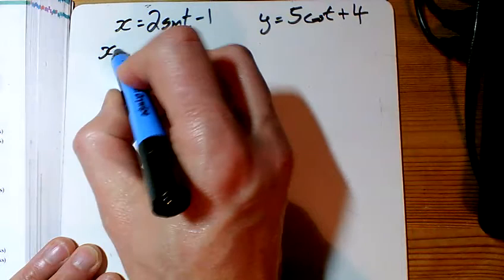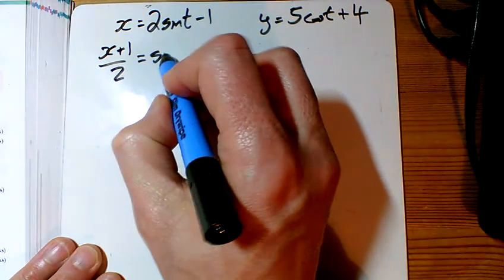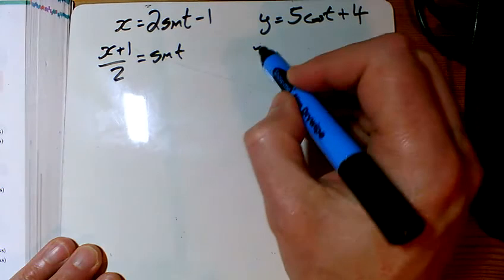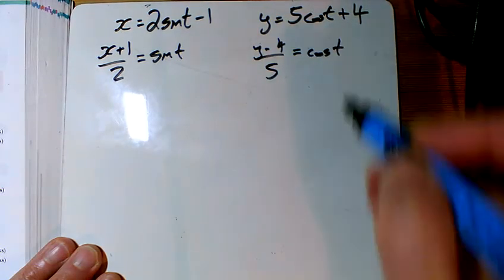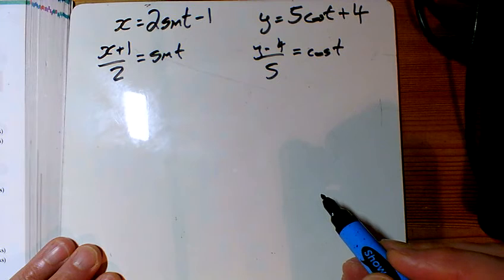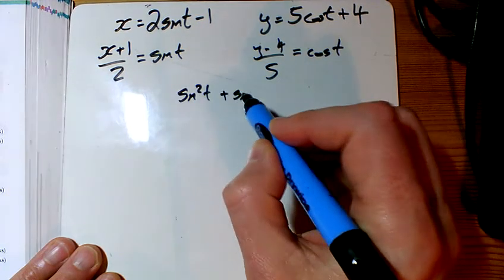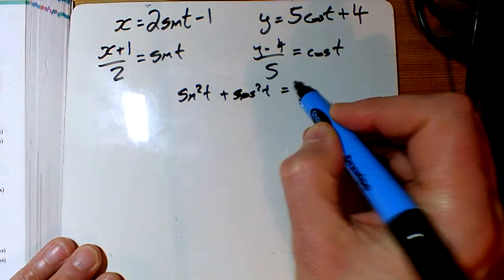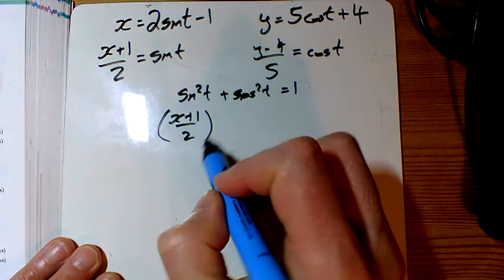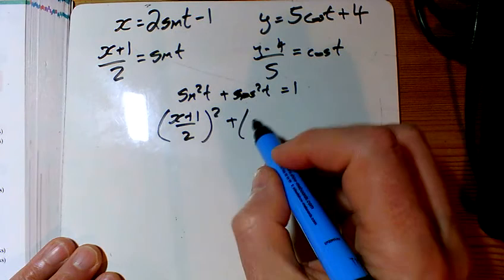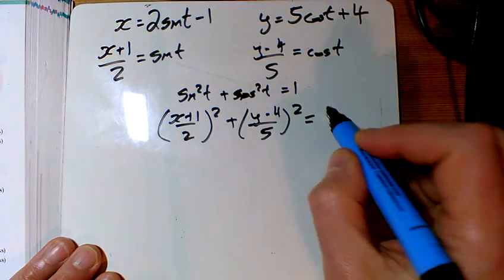So if I'm going to rearrange this, I'm going to add the 1 and divide by 2, and that's the same as sine t. And I'm going to take away 4 and divide by 5, and that's the same as cos t. And the trig identity that I hope is coming to mind is sine squared plus cos squared equals 1. And so that's just what I'm going to do. x plus 1 over 2 all squared plus y minus 4 over 5 all squared equals 1.